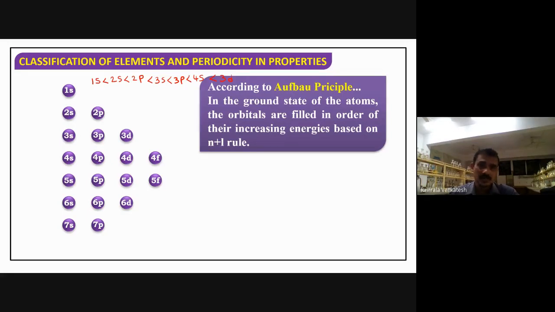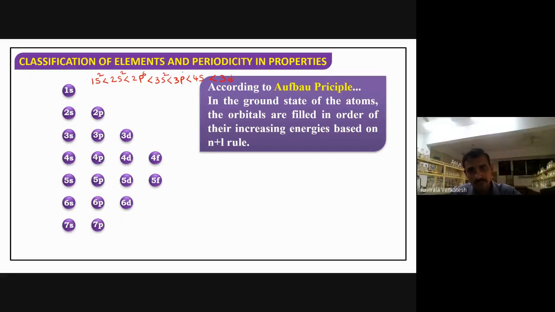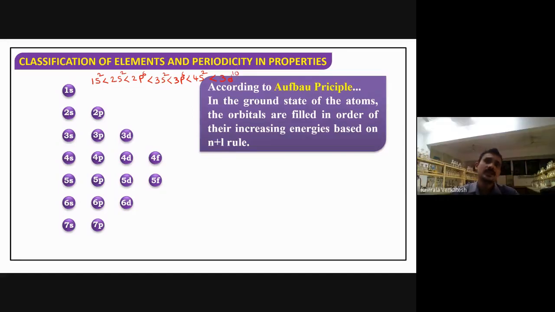Now, how many electrons maximum can we fill in the s orbital? 2. How many can we fill maximum in the p orbital? 6. In the s orbital? 2. In the d orbital, maximum how many can we fill? 10 electrons. Now you have to remember this order, for the examination point of view.